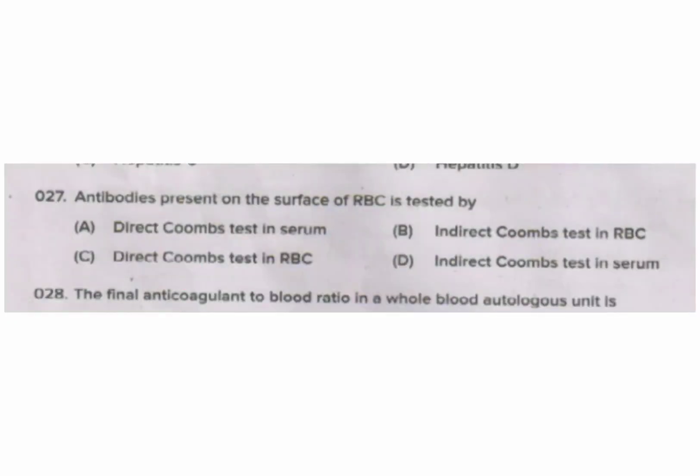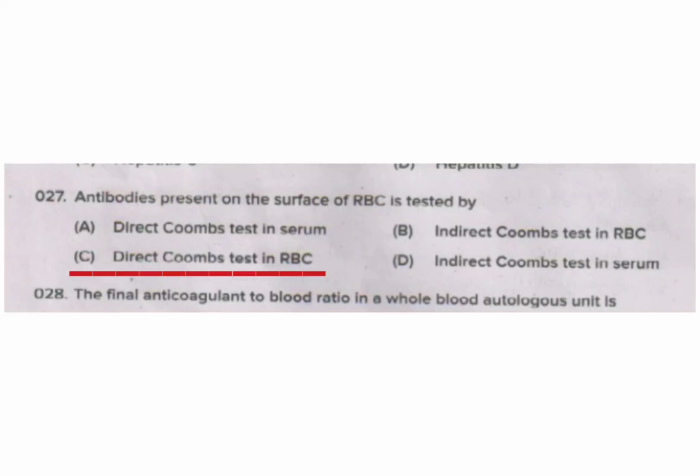Next question, antibody present on the surface of RBC is tested by. Four options are: option A direct Coombs test in serum, option B indirect Coombs test in RBC, option C direct Coombs test in RBC, option D indirect Coombs test in serum. The answer is option C, direct Coombs test in RBC. Antibody present on the surface of RBC is tested by direct Coombs test in RBC.